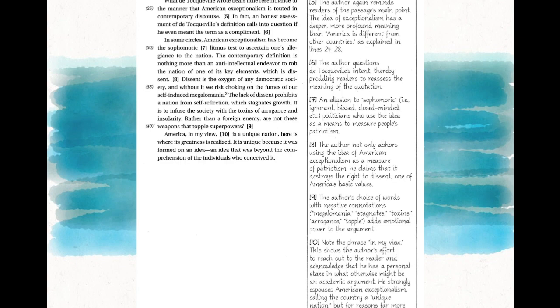So not only does the author abhor the use of American exceptionalism as a measure of patriotism, he claims that it destroys the right to dissent, one of America's basic values. If we're saying America is the best and it can't learn from any other country, we're never going to grow. The lack of dissent prohibits a nation from self-reflection. "It is to infuse the society with the toxins of arrogance and insularity. Rather than a foreign enemy, are not these weapons that topple superpowers?" So now the author's choice of words with negative connotations, megalomania, stagnates, toxins, arrogance, topple, adds an emotional power to the argument.